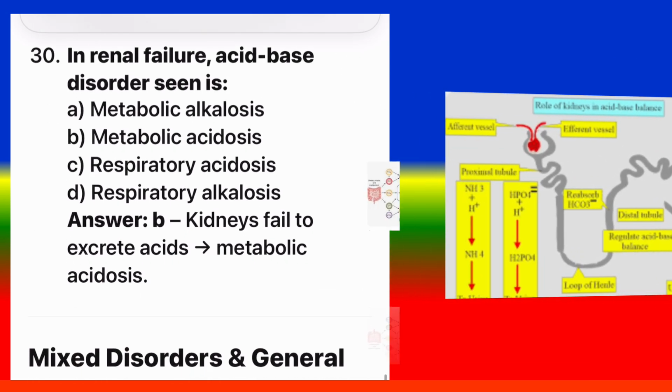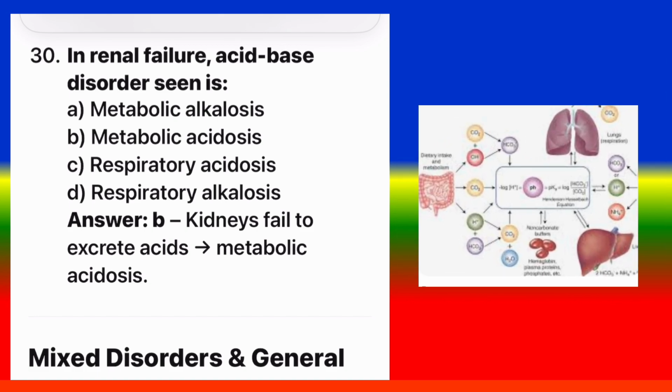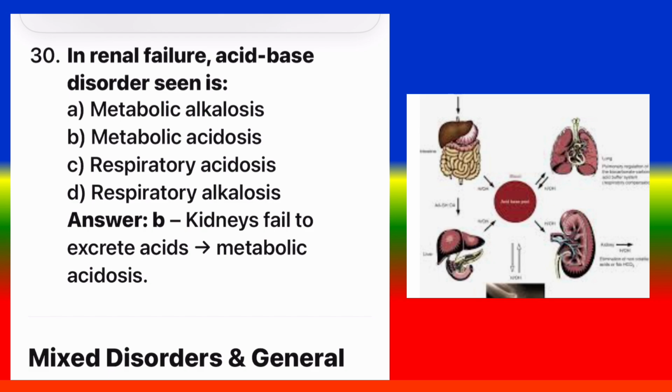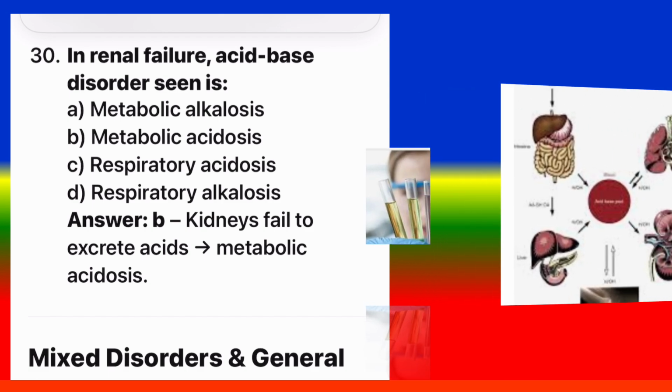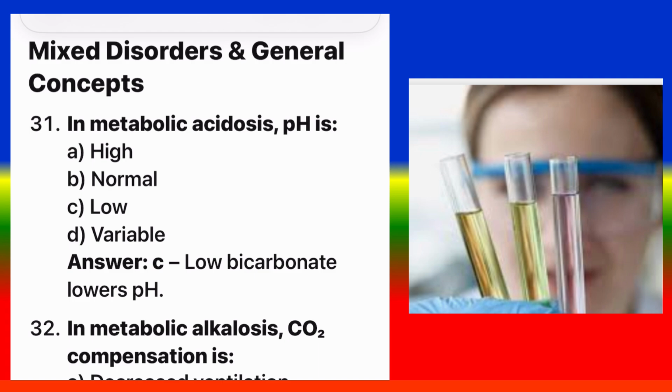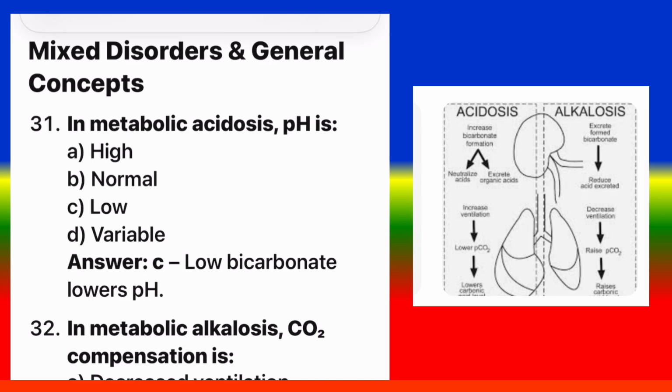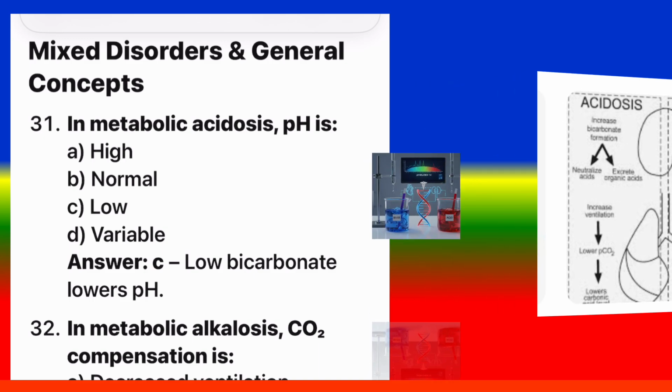30. In renal failure, the acid-base disorder seen is A, metabolic alkalosis, B, metabolic acidosis, C, respiratory acidosis, D, respiratory alkalosis. Answer B, kidneys fail to excrete acids, causing metabolic acidosis. Mixed disorders and general concepts. 31. In metabolic acidosis, pH is A, high, B, normal, C, low, D, variable. Answer C, low bicarbonate lowers pH.